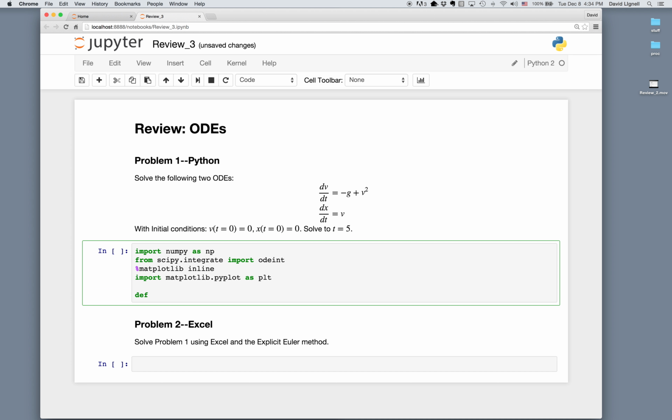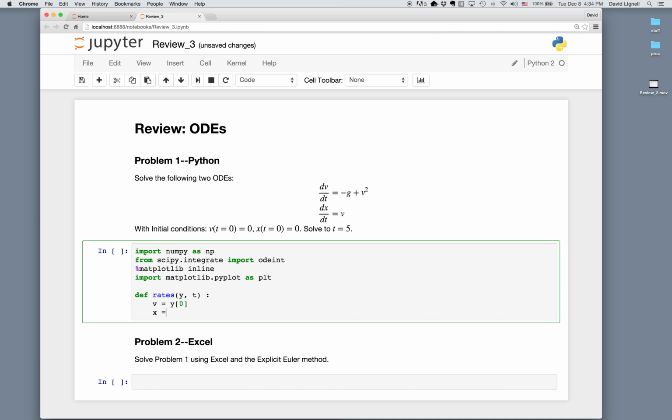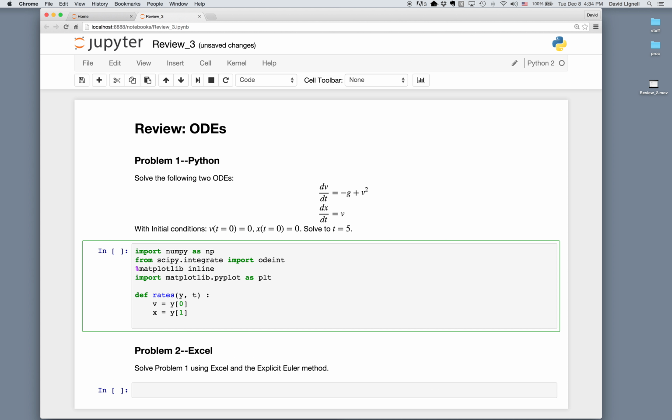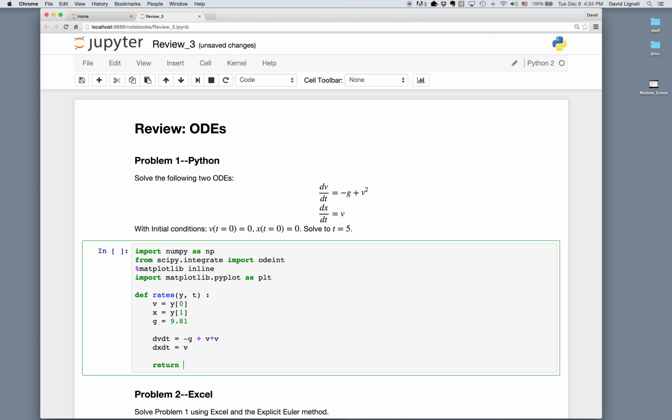first thing to do is define the function, rates, and we pass in the vector of unknowns y and time, and then we can go v equals y0 for convenience, and x equals y1, and we have g equals 9.81, and then we can go dvdt equals minus g plus v times v, and dxdt equals v, and then we return the vector of rates, np.array, dvdt, dxdt.